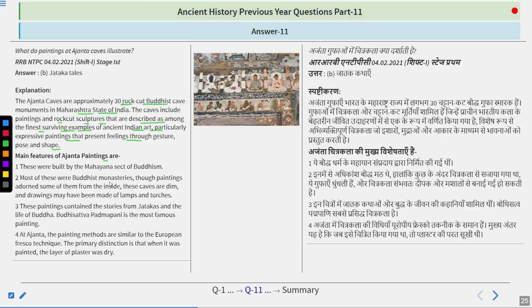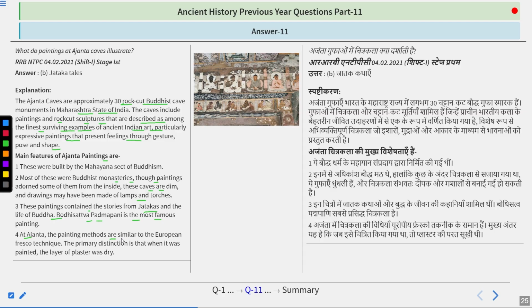Most of these were Buddhist monasteries, though paintings adorned some of them from the inside. These caves are dim, and the drawing may have been made with lamps and torches. These paintings contain the stories from Jatakas and the life of Buddha. Bodhisattva Padmapani is the most famous painting.